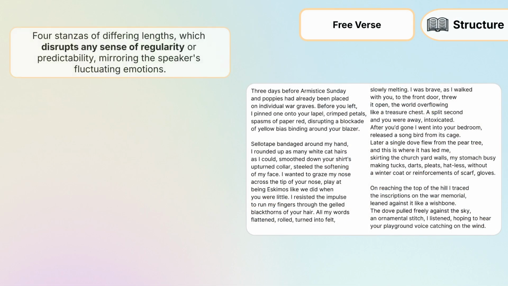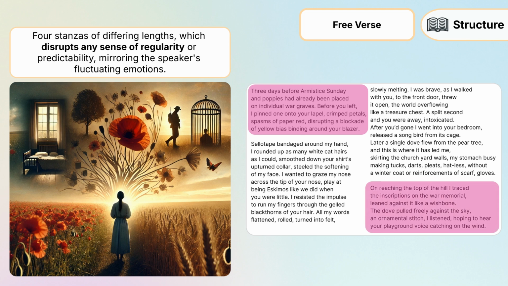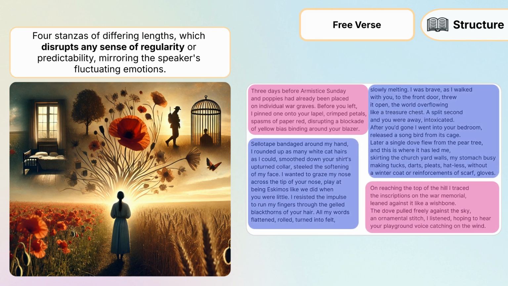The varied stanza lengths contribute significantly to the poem's emotional impact and thematic depth as it disrupts any sense of regularity or predictability, mirroring the speaker's fluctuating emotions. The poem consists of 4 stanzas, with the first and last stanzas being shorter and of the same length, while the middle 2 stanzas are significantly longer and roughly equal in length. This structural choice serves several purposes.